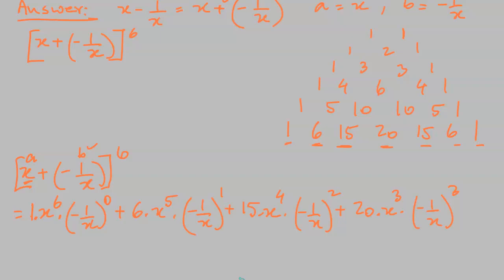Okay, so we come to this line. It is again 15 times x to the power of 2 times negative 1 over x to the power of 4, plus 6 x to the power of 1 times negative 1 over x to the power of 5, plus 1 times x to the power of 0 times negative 1 over x to the power of 6.